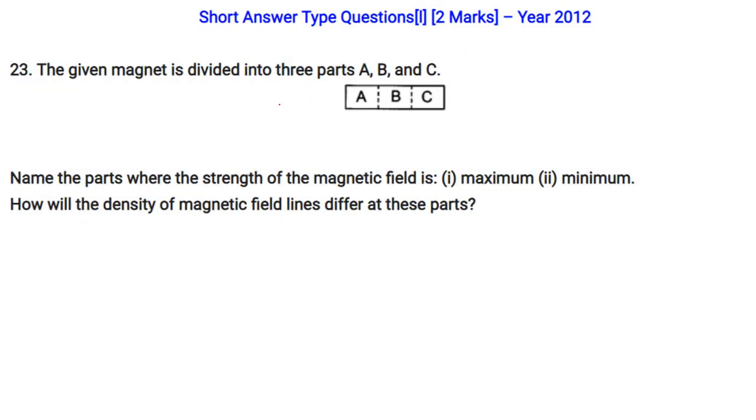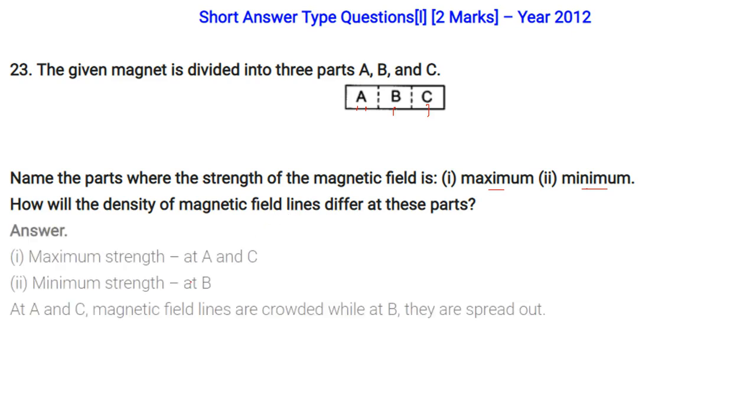The given magnet is divided into three parts, A, B and C. Name the parts where the strength of the magnetic field is maximum and minimum. How will the density of magnetic field lines differ at these parts? The magnetic strength will be maximum at A and C, and minimum at B. At A and C, the magnetic field lines are crowded, while at B they are spread out.